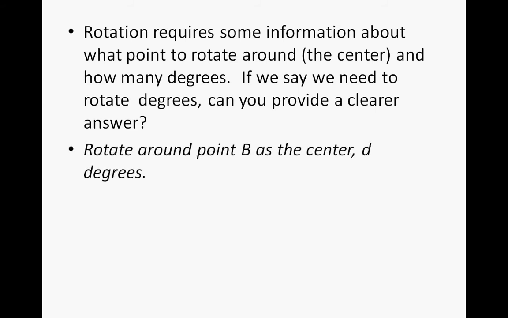Well, we're going to rotate around point B because that was the point that they share in common. And because we don't know the amount of degrees, we're going to denote that as D. We're not going to pull out our protractors and try to figure it out. Whenever we don't know what the degrees are, we're just going to say we're rotating some number of degrees and we're going to call it D.